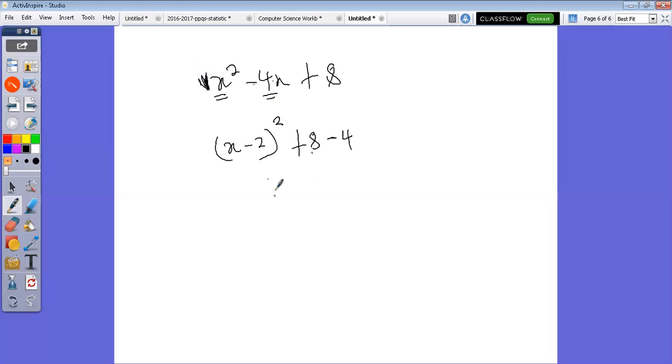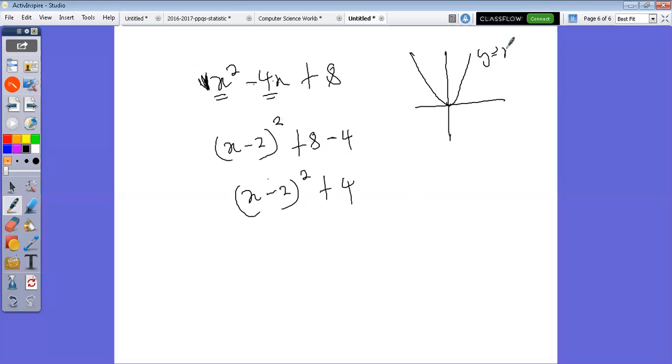Now, are we together there? So now it's x minus 2 squared plus 4. Clear? So there are two transformations to our graph of y is equal to x squared. The first thing is we have moved it. I'm sure you can now agree. Because it's negative, we have moved it 2 units to the right, like this.